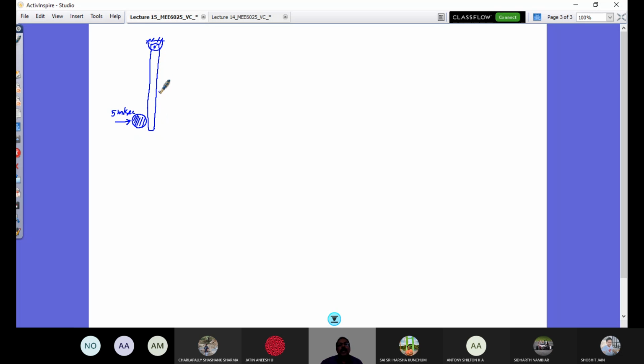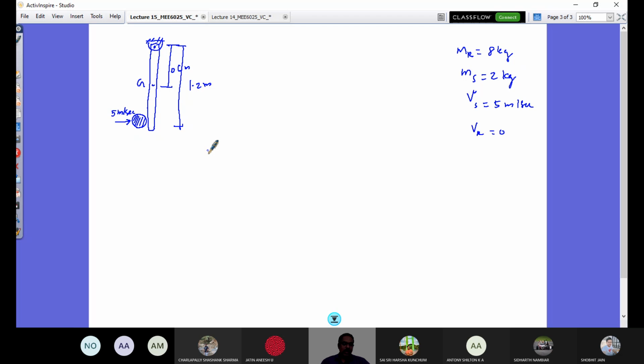And this is free. So as this hits, what would happen to this rod? The mass of the rod, m of r, is 8 kgs, and the mass of the sphere is 2 kgs. The velocity of the sphere just before impact is 5 meters per second, and the velocity of the rod is 0 because it's stationary. The length is 1.2 meters, and it is a homogeneous bar, so its CG is located at a distance of 0.6 meters from here, right?